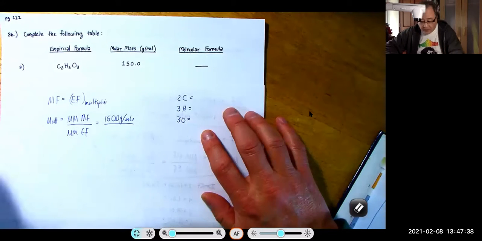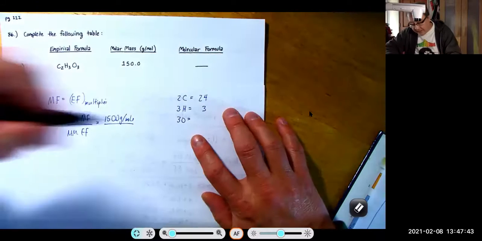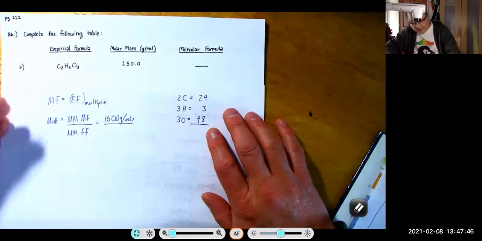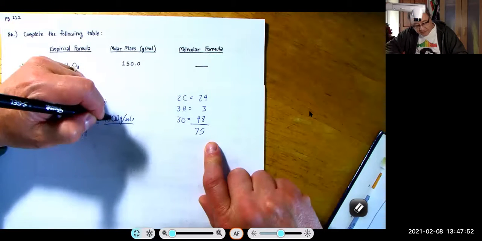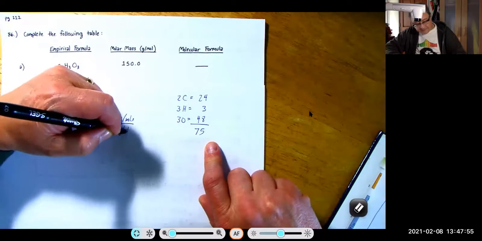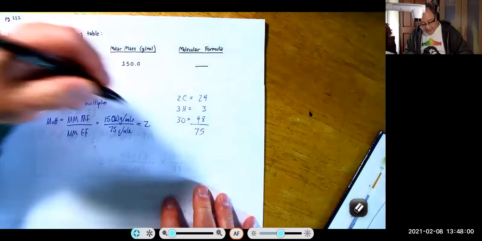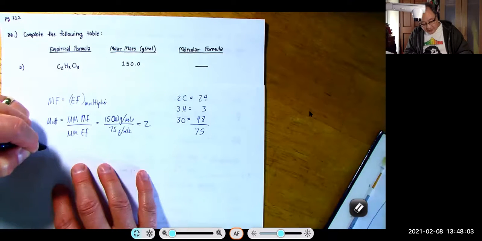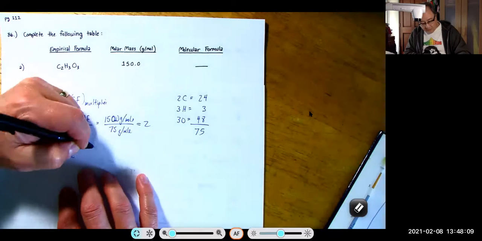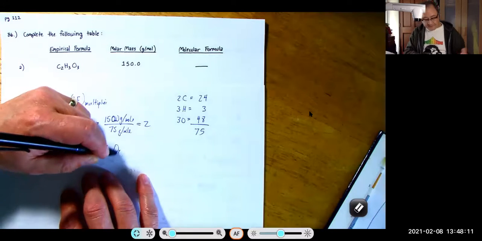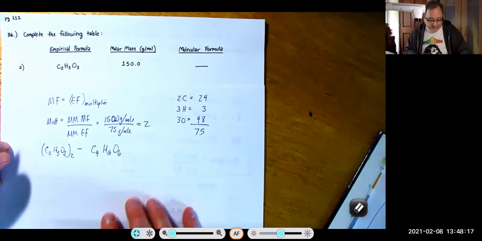We know each carbon weighs 12, that's 24. Each hydrogen weighs 1, that's 3. Each oxygen weighs 16, that's 48. Add that up very quickly and you can see that we've got what, 75, right? So here, 150 divided by 75 grams per mole gives you what? 2. So that means the C2H3O3 times 2 becomes C4H6O6. That's A.